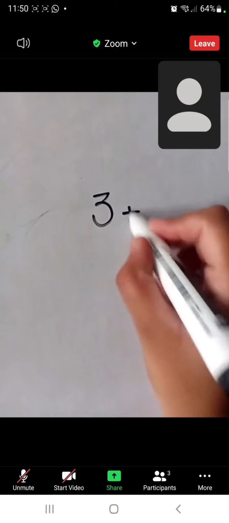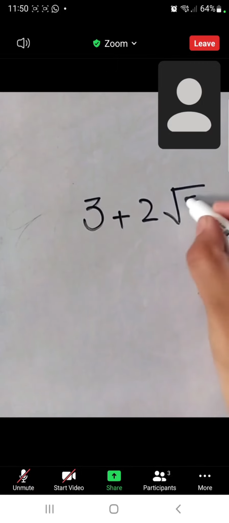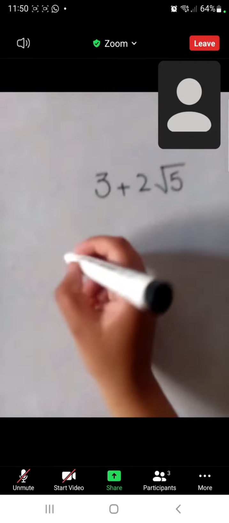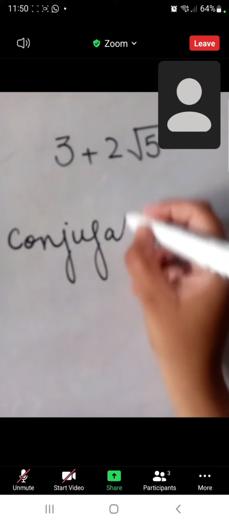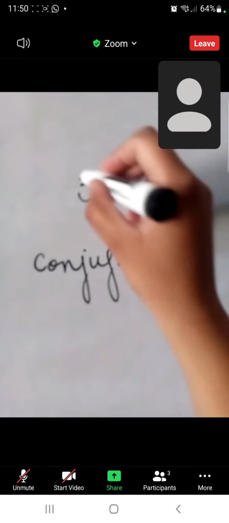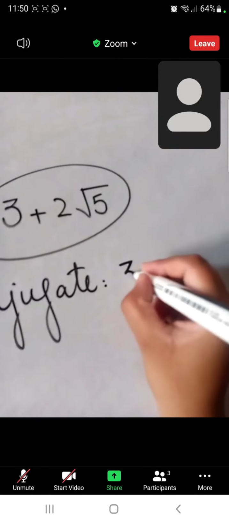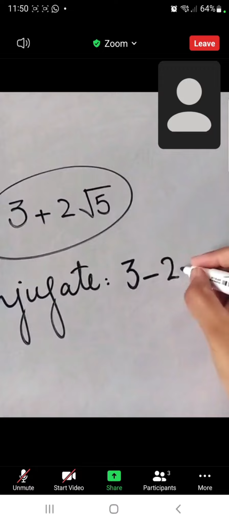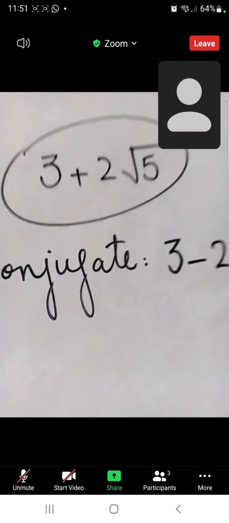Okay, look at this. 3 plus 2 times under root 5. Let's suppose this is the term. You need to learn what a conjugate is. A conjugate is a term where we change the sign. If it is plus here, we make it opposite: 3 minus 2 times under root 5. This is the conjugate of the given term.